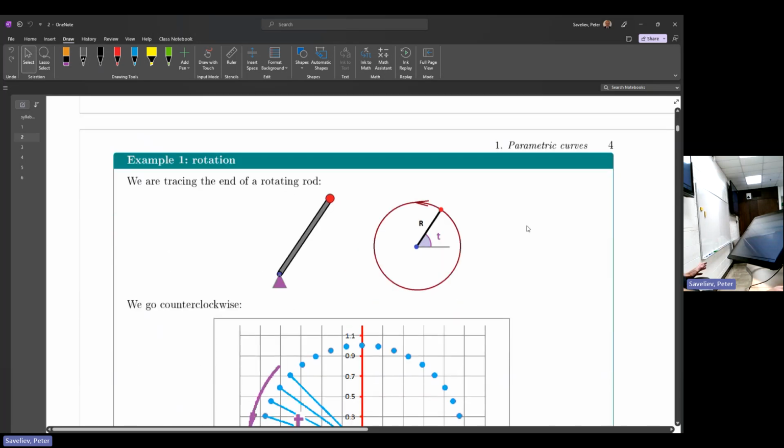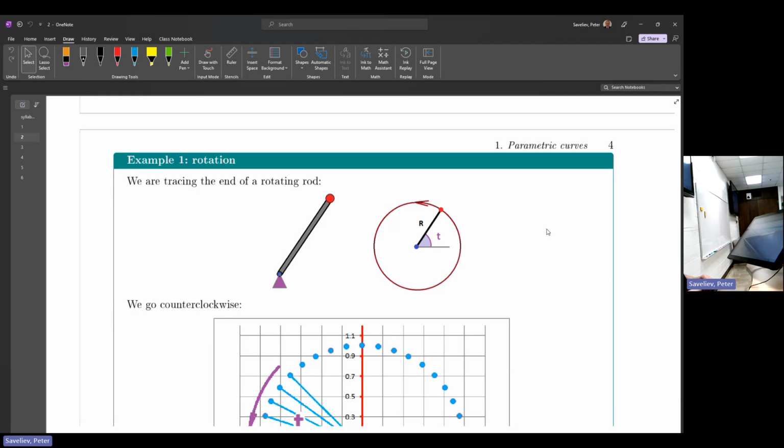Okay, so this is the rotation. We have a rotating rod, or maybe it is not a rod, maybe it is a planet rotating around the sun. And so we need to describe it. As you can see, invisibly the third dimension pops up. Everything depends on time, so that's one variable, but then location will be two numbers. So that's the third.